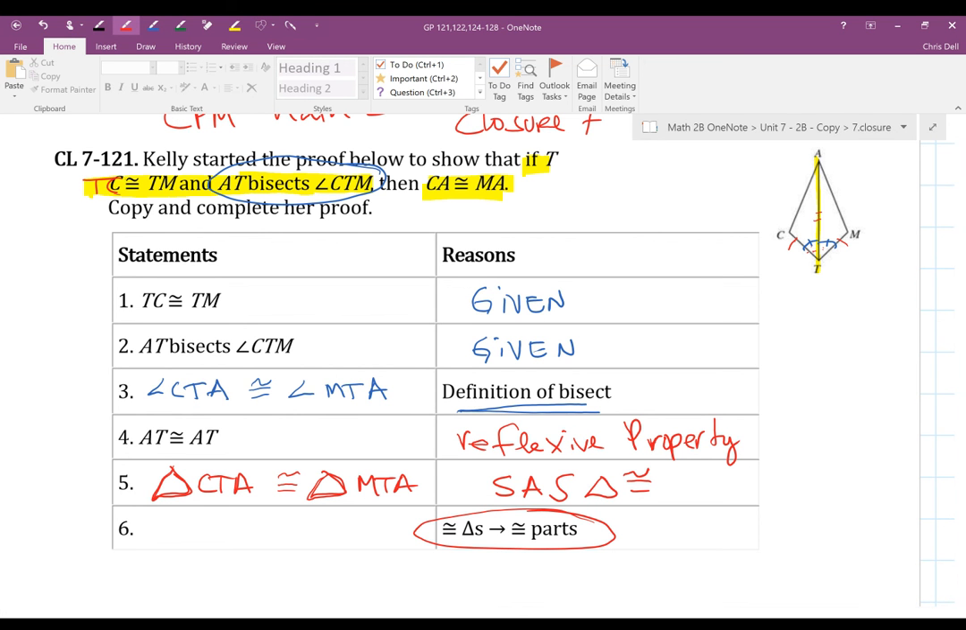Now that I've got those triangles congruent, I wanted CA is congruent to MA. If I have congruent triangles, I have congruent parts. That's my last reason. So I can put my last statement that what I wanted is true: CA is congruent to MA because congruent triangles have congruent parts. All right, so there's my proof.